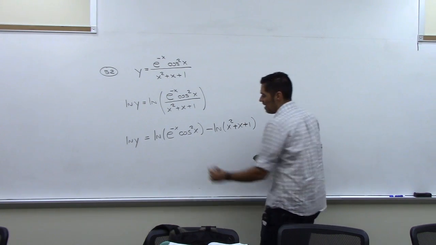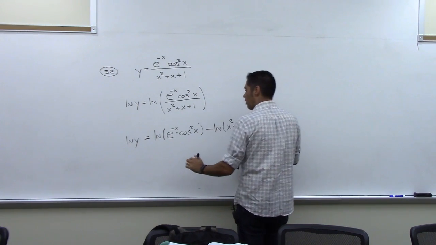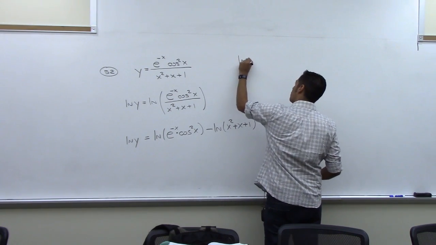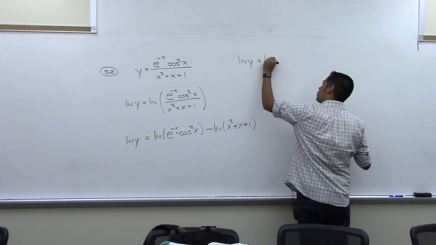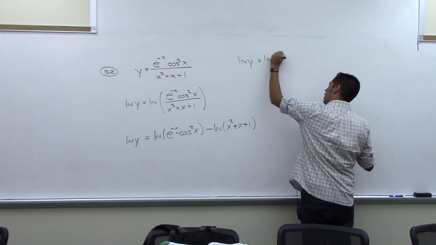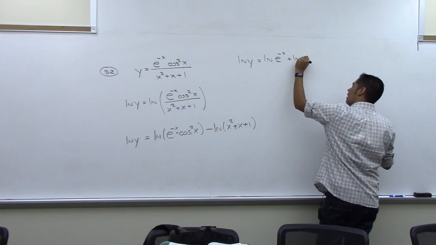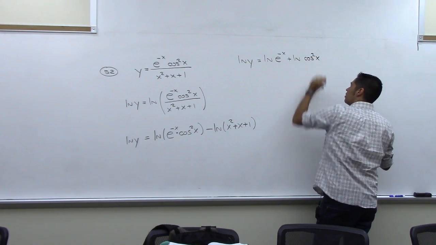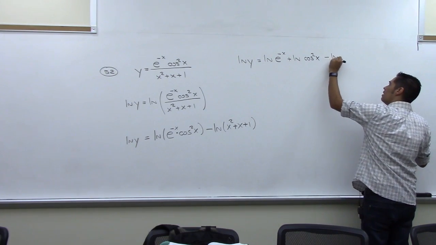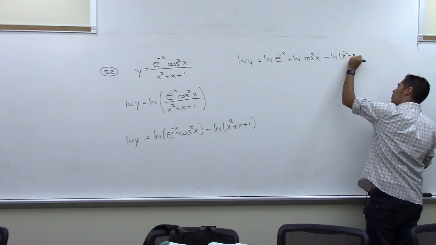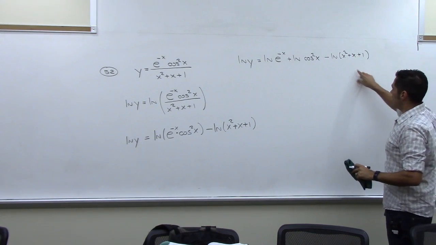Then I realized that I have multiplication inside of a log. This log will split into 2 logs. So I have, again, the equation, natural log of y. We want to write it as an equation the whole time. Natural log of e to the negative x plus natural log of cosine squared x. So I've split this log into 2 logs, but I still had the minus natural log of x squared plus x plus 1. And keep in mind, you cannot split this into 3 logs because this is addition.